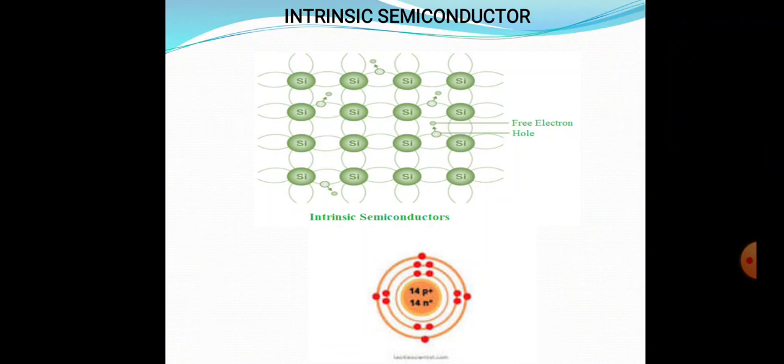For our understanding, the bond structure of an intrinsic semiconductor is shown in this slide. Here silicon has atomic number 14. Among them, 4 valence electrons are available in the outermost shell. These 4 electrons are used to form covalent bonds by sharing electrons with the adjacent silicon atoms. The electronic configuration of silicon is shown, as well as the covalent bond structure, in these slides.